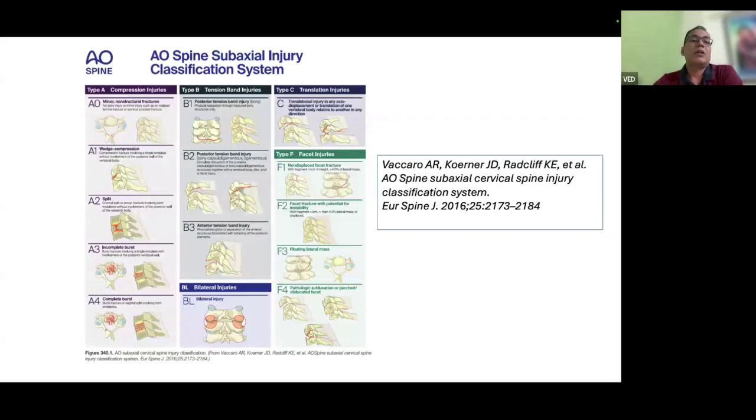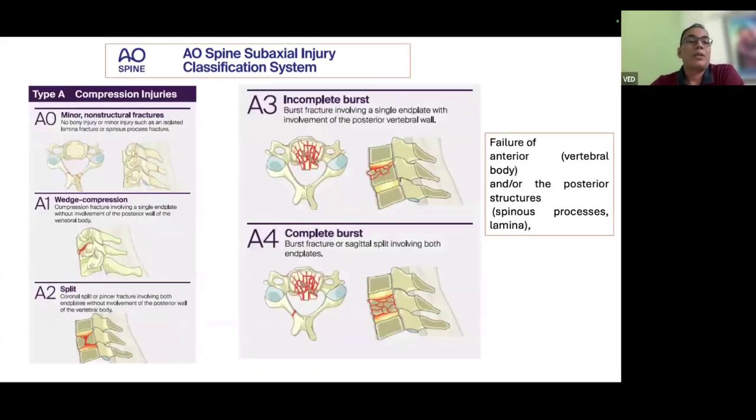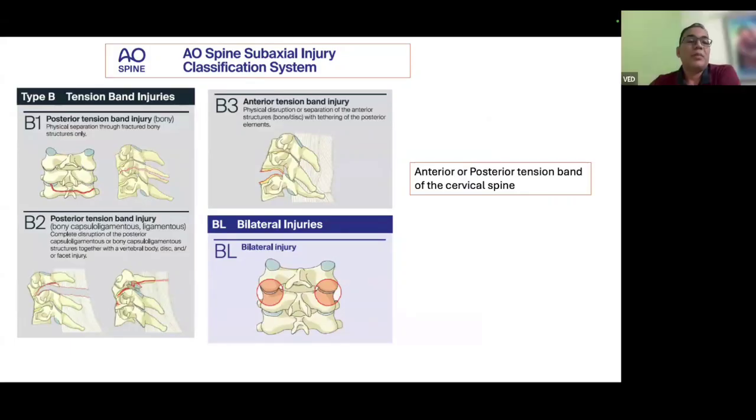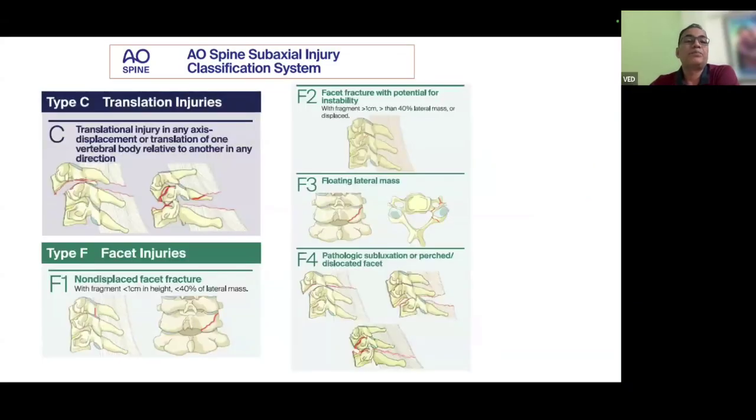As discussed, type A is compression injury, type B is tension band injury, type C is translation injury. This is the difference in the AO classification. Compression: A0 is a minor non-structural fracture, A1 is a wedge compression fracture, A2 is a split fracture, A3 is an incomplete burst, A4 is a complete burst fracture. Tension band: B1 is a posterior tension band injury, B2 is a posterior tension band with a capsuloligamentous injury, B3 is an anterior tension band injury, and if there is bilateral injury, it is classified as B3, BL.